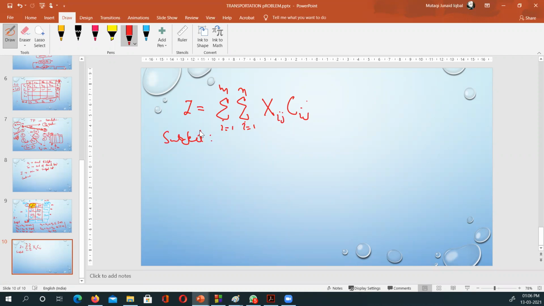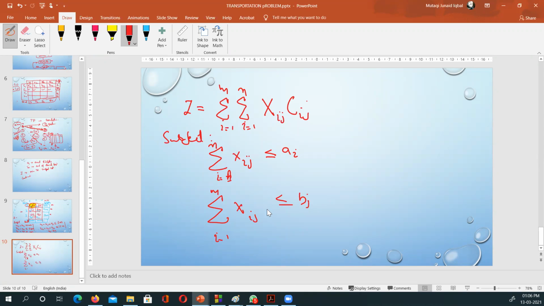So I will have 2 types of constraints. First will be the constraints of what? I will have constraints of supplies and constraints of demands. So if I say j is equal to 1 to n, x of ij, I sum up all of those x of ij, that should be less than or equal to a of i. Similarly, if I say i is equal to 1 to m, x of ij should be less than or equal to b of j.